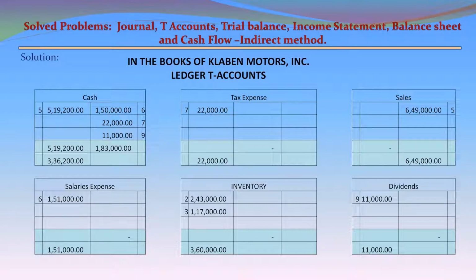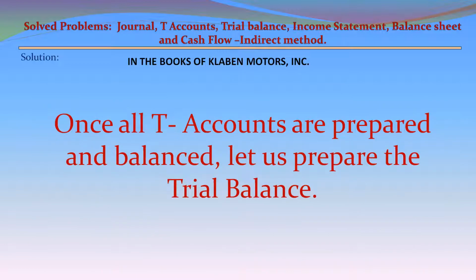Tax expense 22,000 debit. Inventory 243,000 debit, 117,000 debit. Total comes to 360,000. Sales 649,000 credit. Dividends 11,000 debit. Once all the T accounts are prepared and they balance, let us prepare the trial balance.